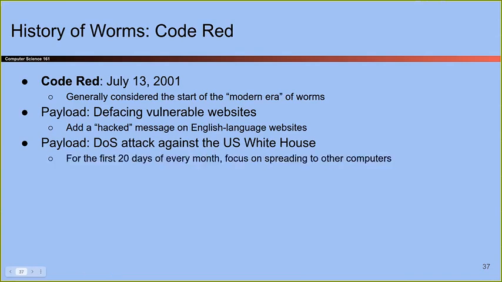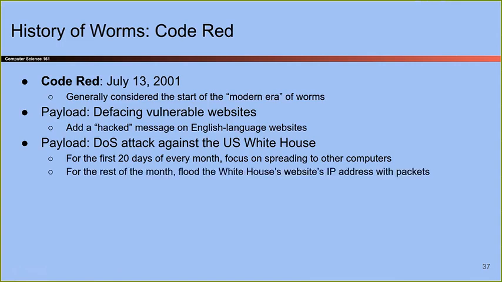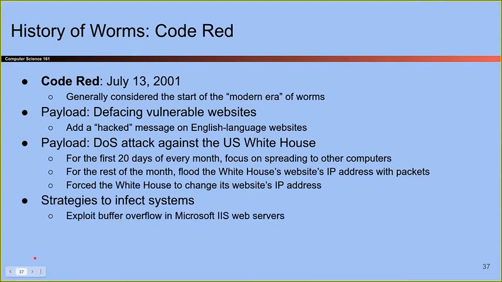Every single month, you spend 20 days spreading. For 20 days, the worm's job was just to spread everywhere. And then for the other 10 or 11 days, you flood the White House and DOS the White House, so the White House's website is no longer accessible. This got so bad that the White House actually had to change its IP address to temporarily stop the DOS attack. And how did it infect people?